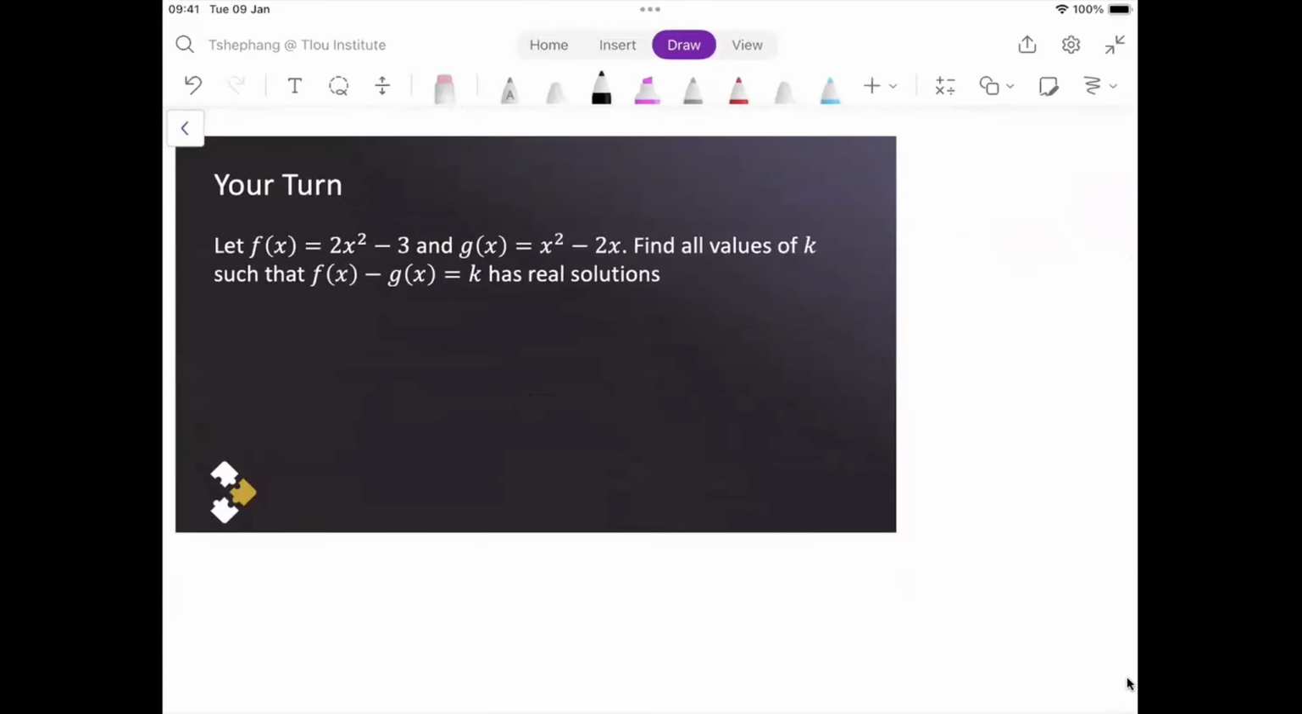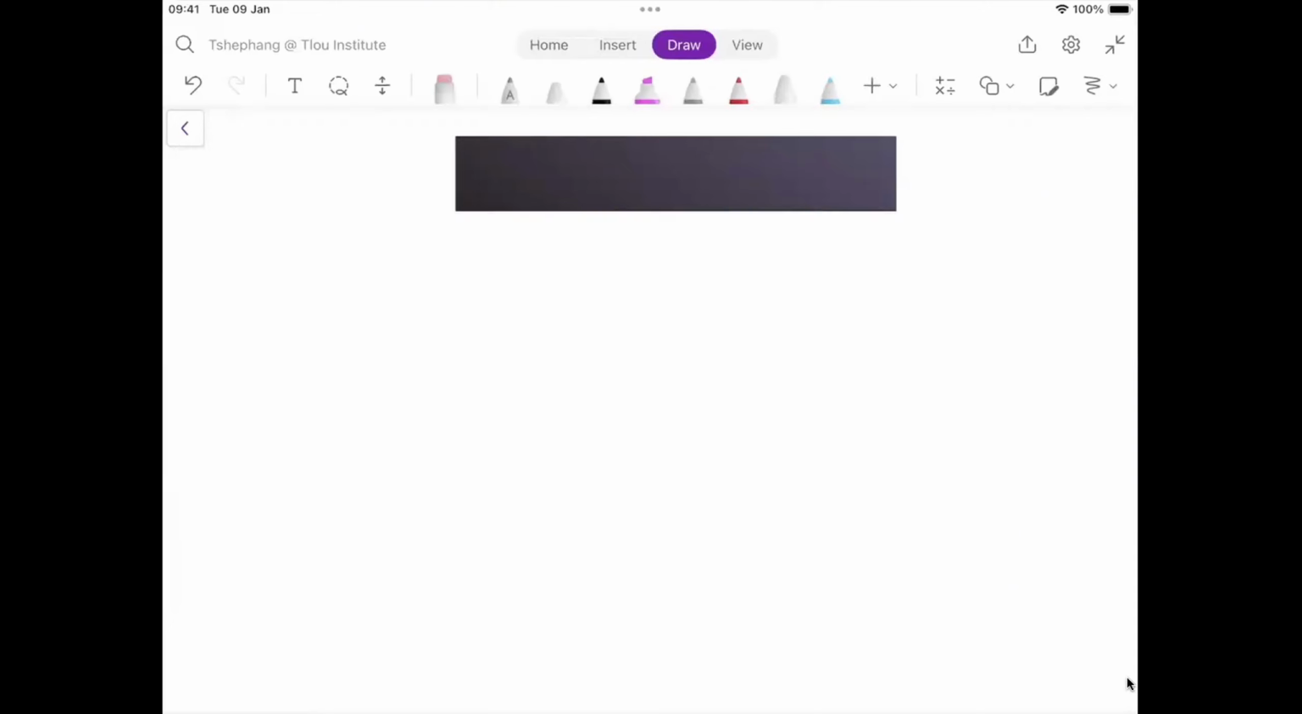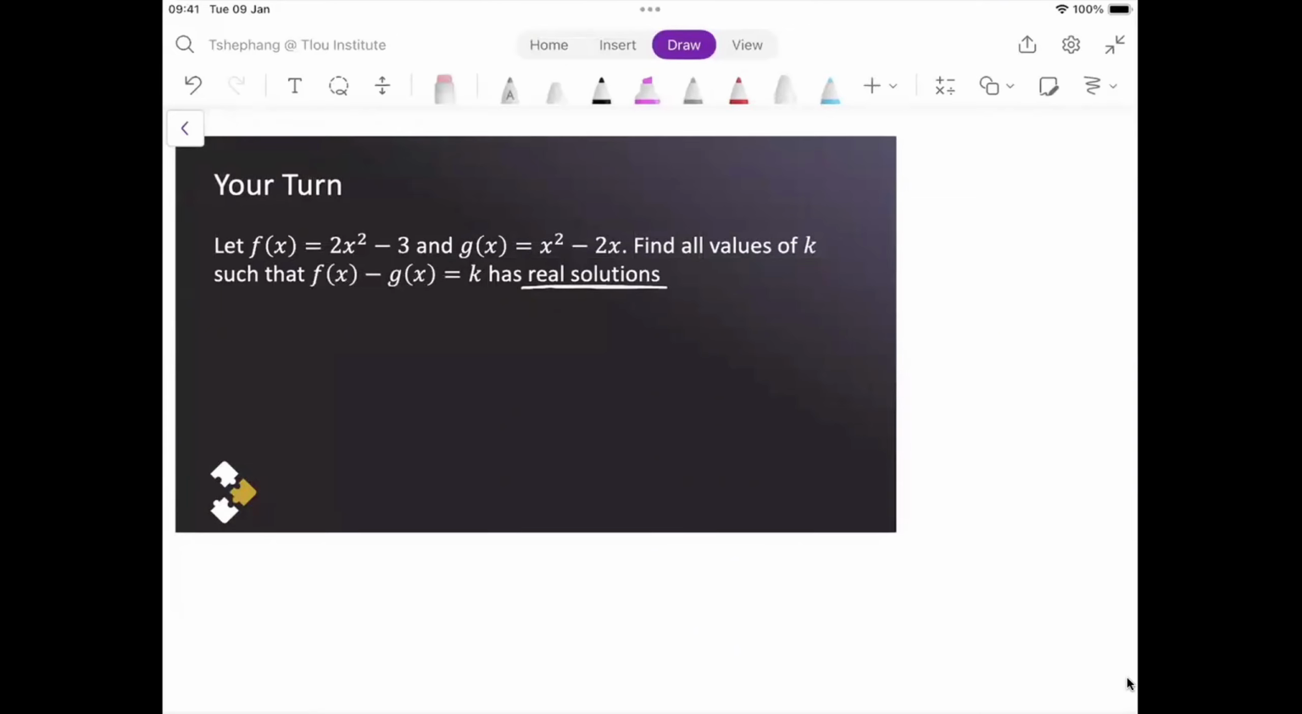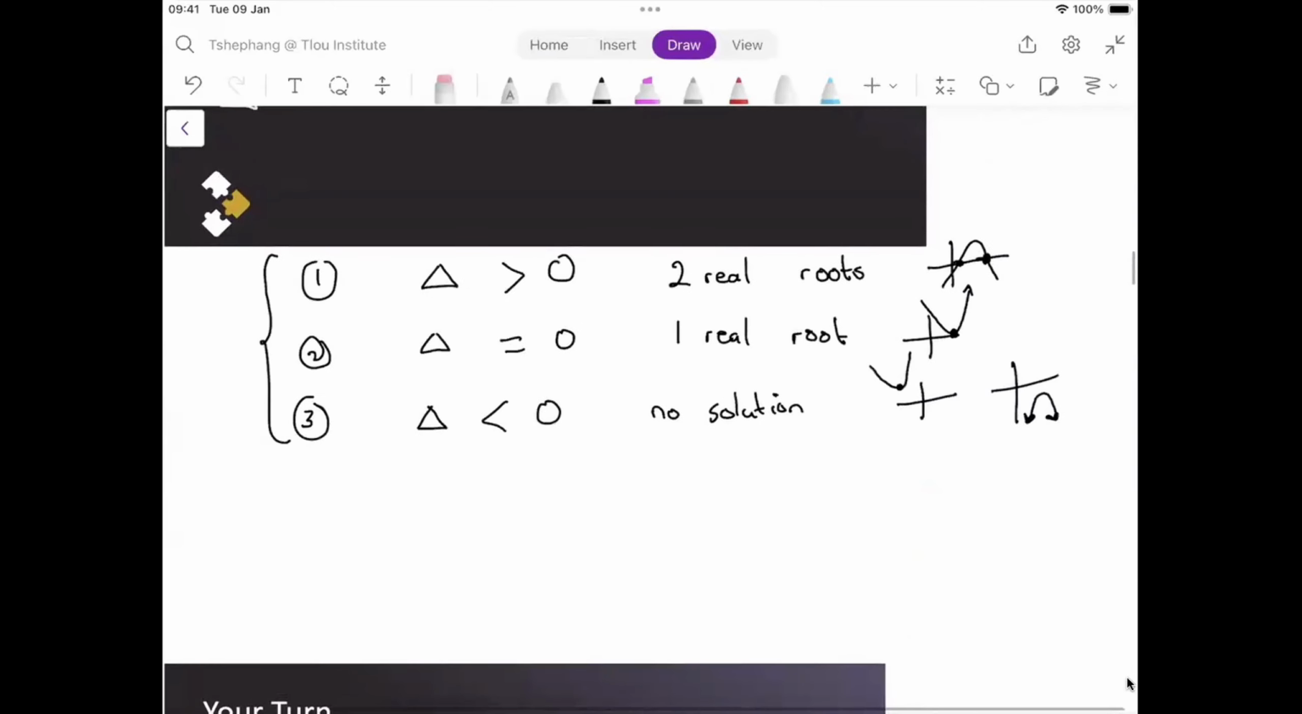Now, let's quickly try to apply this whole delta thing. Here they're saying, find the values of k such that f of x minus g of x is equal to k has real solutions. This is very important. Real solutions. Now they said it's plural, so it means it's going to be 2. This is going to be which case? It's going to be the very first case.